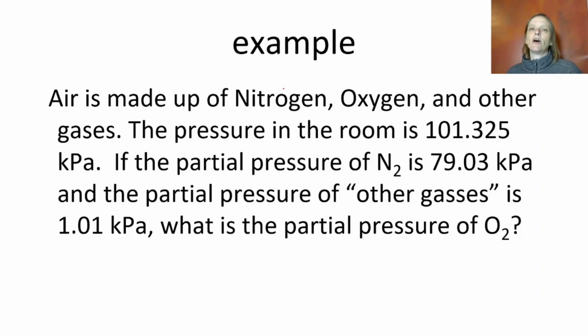So if the pressure in the room is 101.325 kilopascals, and the partial pressure of nitrogen is 79.03 kilopascals, and the partial pressure of the other gases is 1.01 kilopascals, what's the partial pressure of oxygen? Remember, air is the total mixture, so the pressure of air is going to equal the pressure due to nitrogen plus the pressure due to oxygen plus the pressure due to everything else.